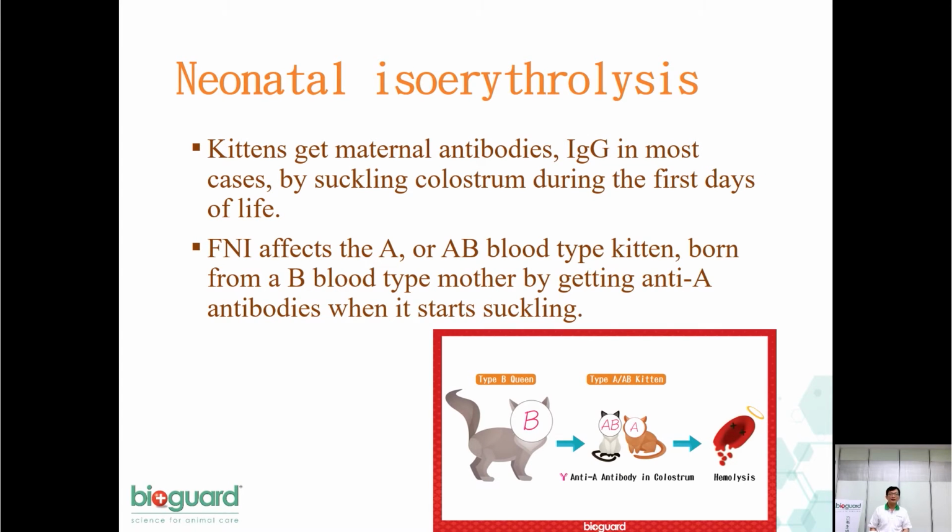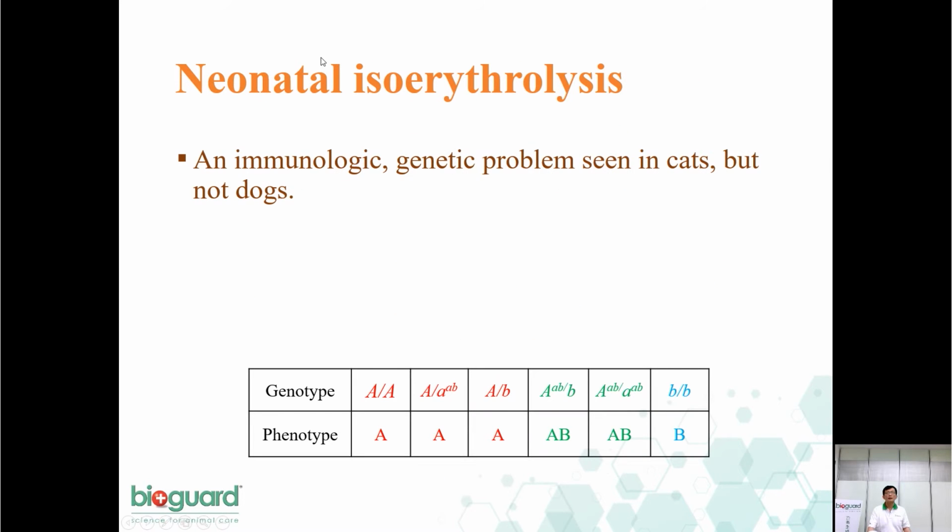And then let's take a look at neonatal isoerythrolysis. This usually occurs when a type B queen gives birth to type A or AB kittens. Once kittens get maternal antibodies by suckling colostrum during the first days of their lives, they will also get the alloantibody from their mother, and those alloantibodies will recognize the A antigen on the red blood cells. As a result, it will cause hemolysis. That's what we call neonatal isoerythrolysis. This is an immunological genetic problem only seen in cats, but not in dogs.